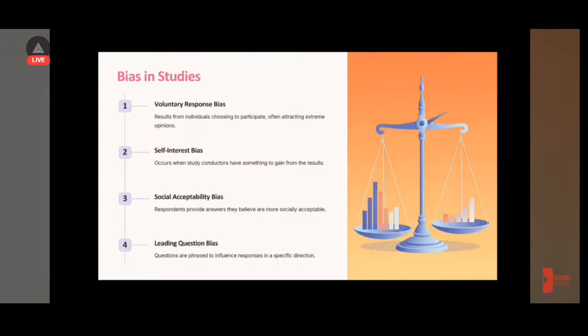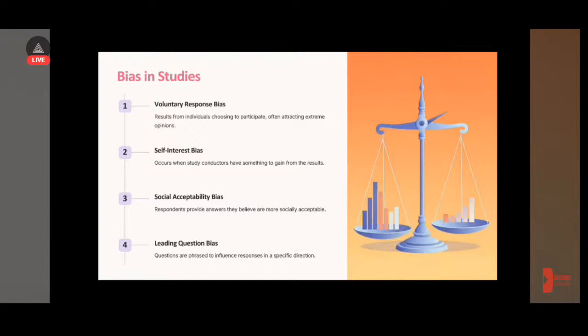The first one is called voluntary response bias. Voluntary response bias results from individuals choosing to participate, often attracting extreme opinions. For example, you have questionnaires or online surveys. An example is you buying something from Amazon, and after a week, you get a mail asking you to fill in some surveys. This is voluntary. It's not compulsory for you to fill in the surveys. But the response you provide is going to be based on what you feel like.